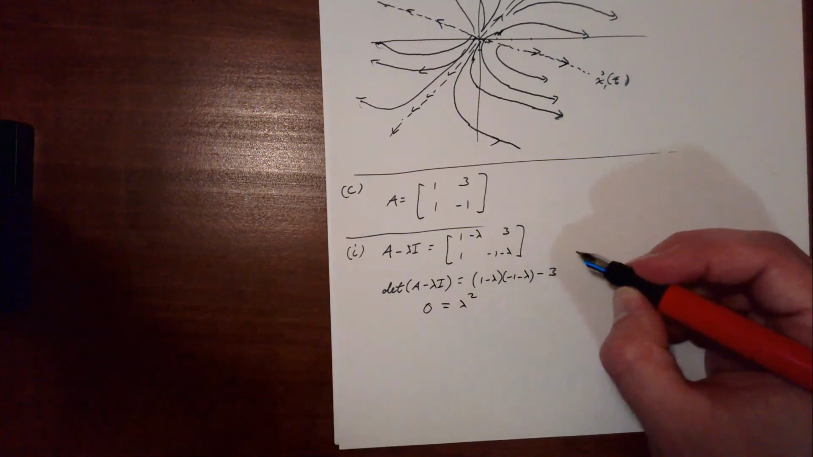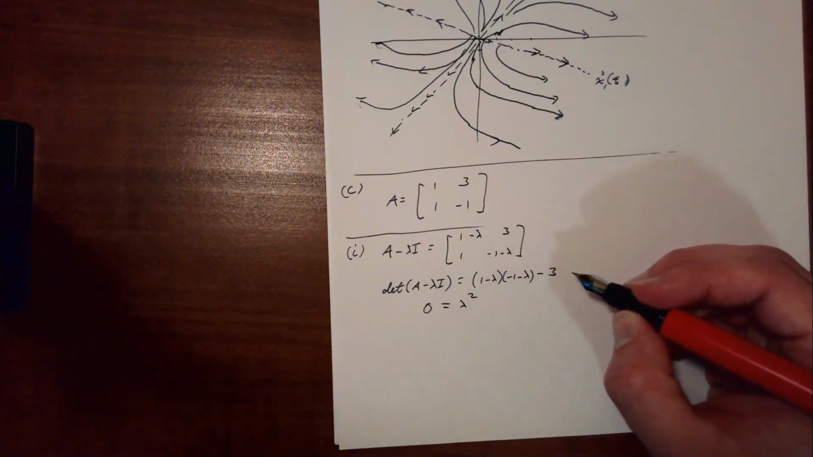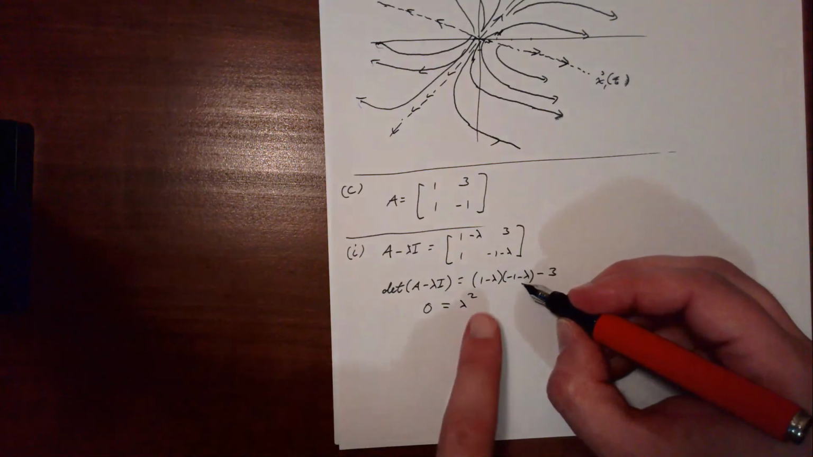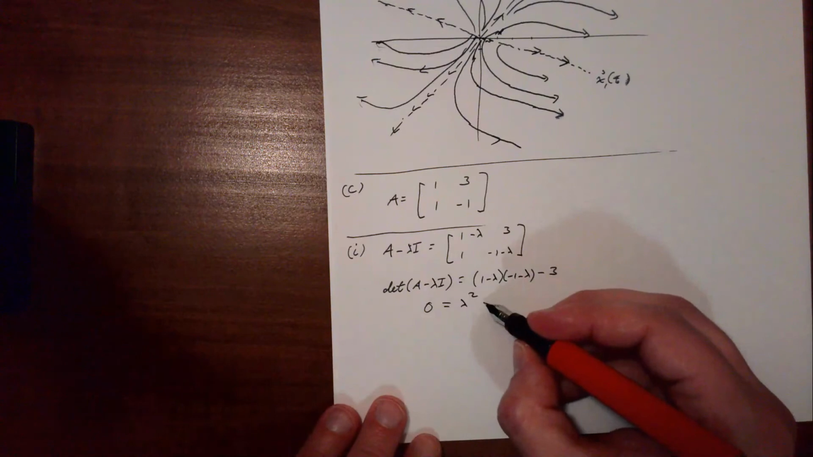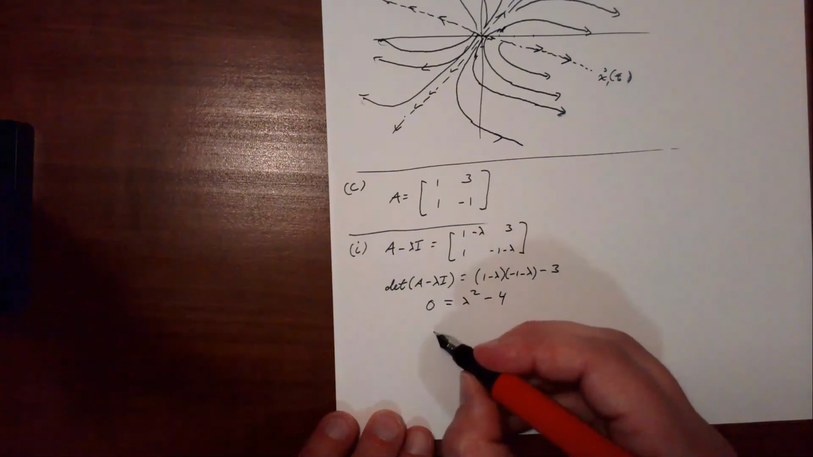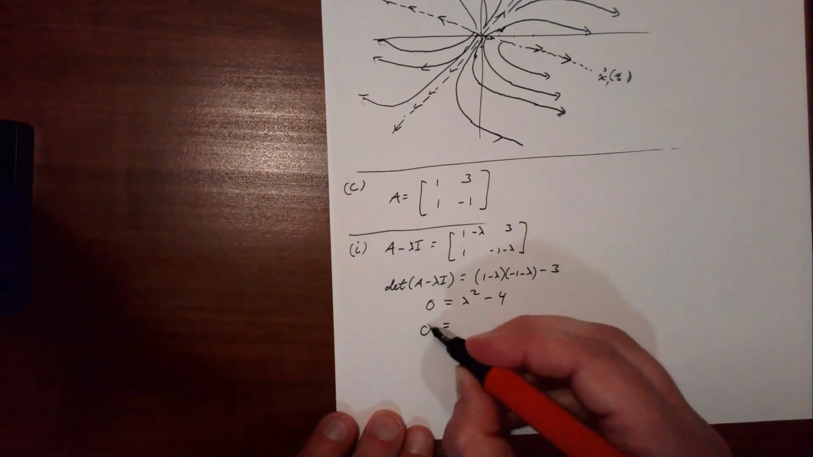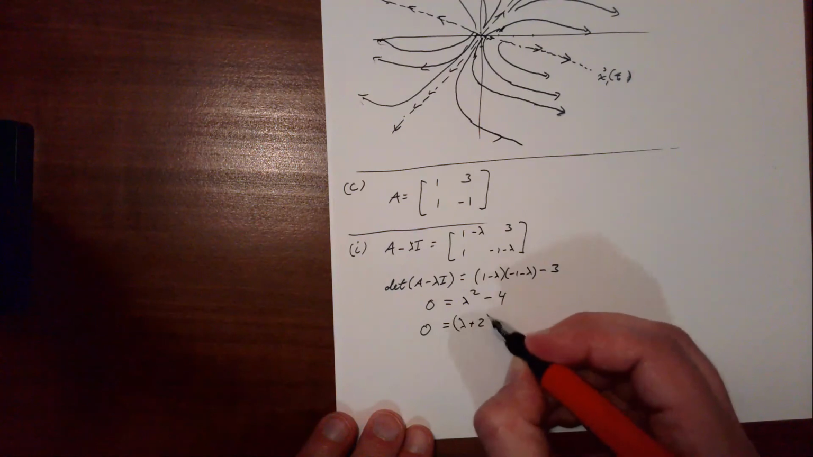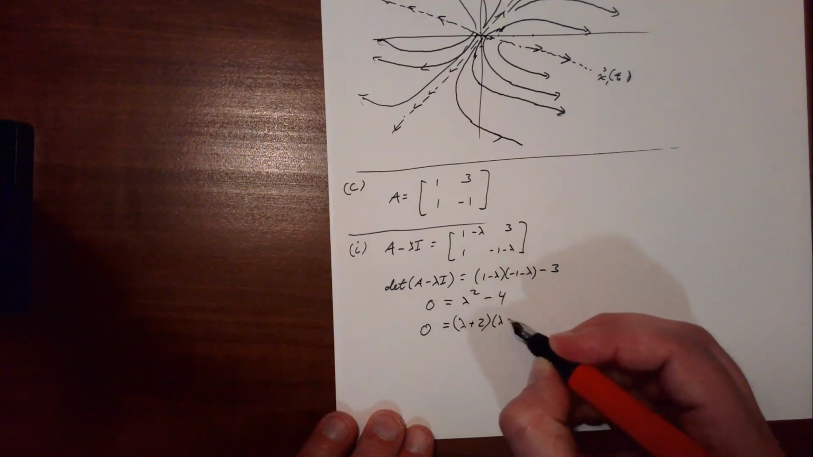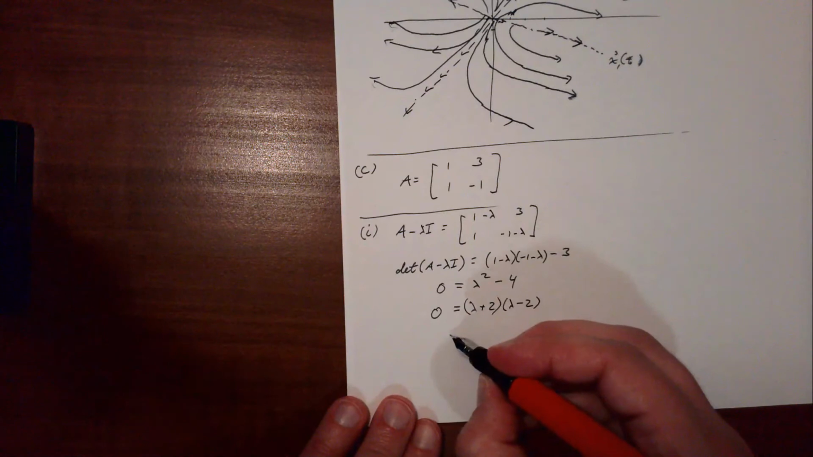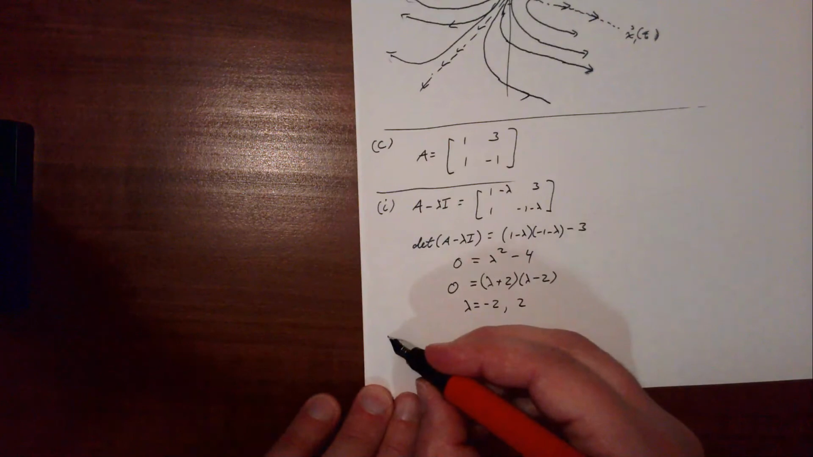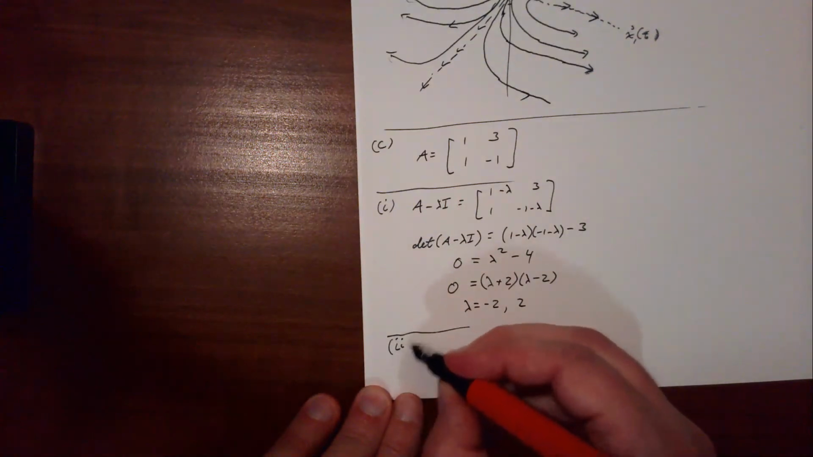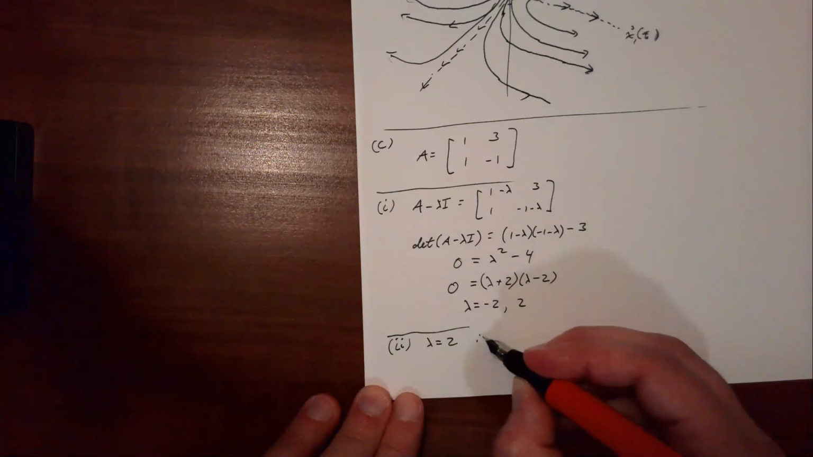Lambda squared. So we have lambda squared. For the linear term, we have positive lambda minus lambda. So those disappear, and then for the constant, we have negative 1 minus 3. So then this gives us lambda plus 2, lambda minus 2. And so then that gives us lambda equals negative 2 and 2. And that means then that lambda equals 2 is dominant.